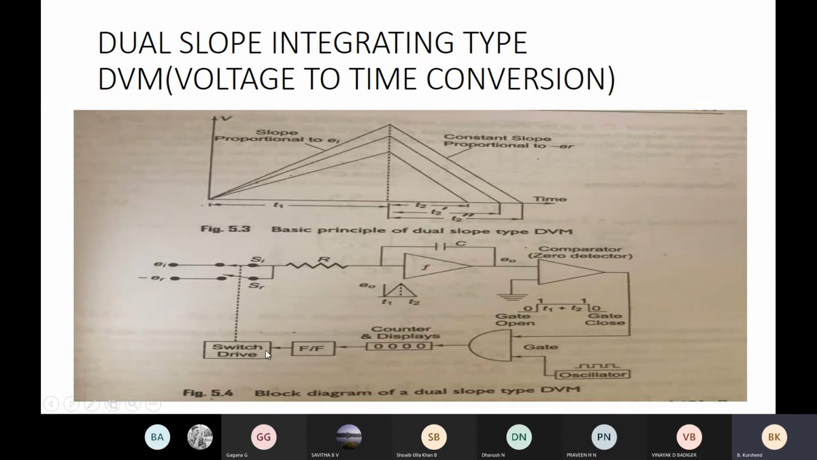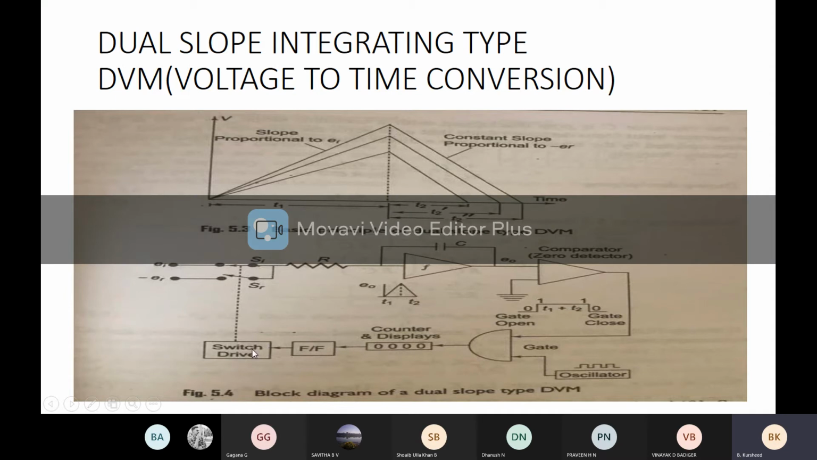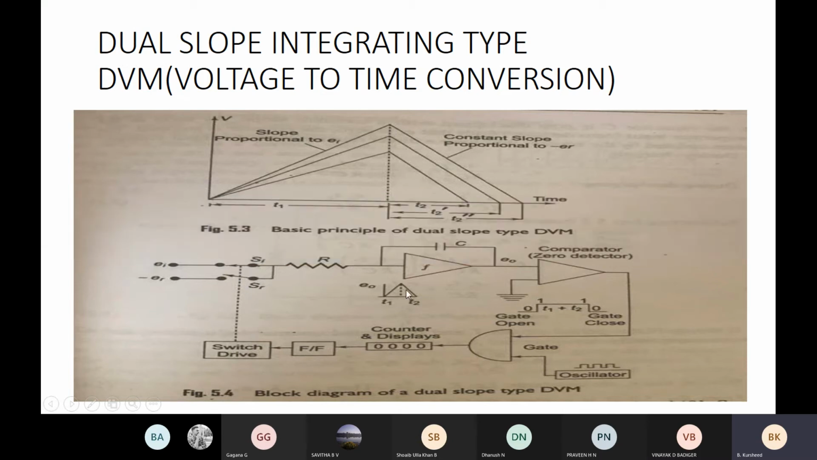When the flip flop output is high, this switch will be triggered. Then this switch will move from EI to ER. When the flip flop is high, the switch is triggered, and the switch will move from the SI position to the SR position. This is the complete individual block diagram.